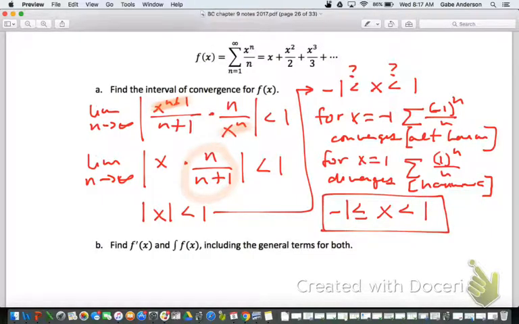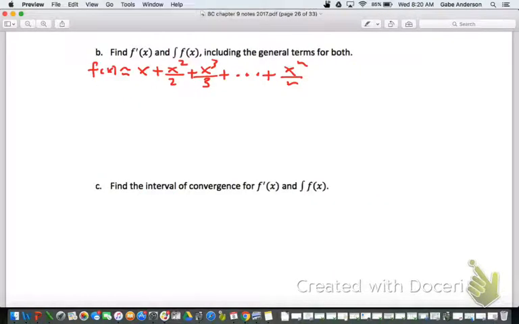So B is what's new. B says find f prime and integral of f. And so I think I'll switch screens on here and we'll do that one. Okay, so I have written the power series here for f of x. Again, it's just from up above, just so we can use this here in part B. So part B says find f prime. So let's do that first.